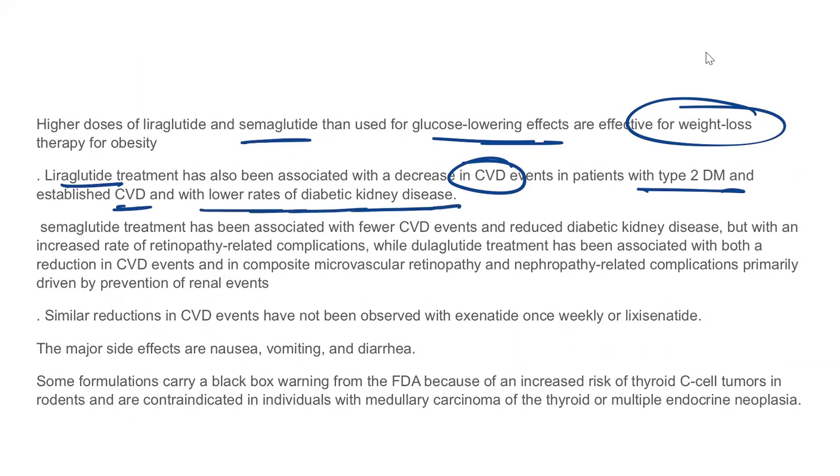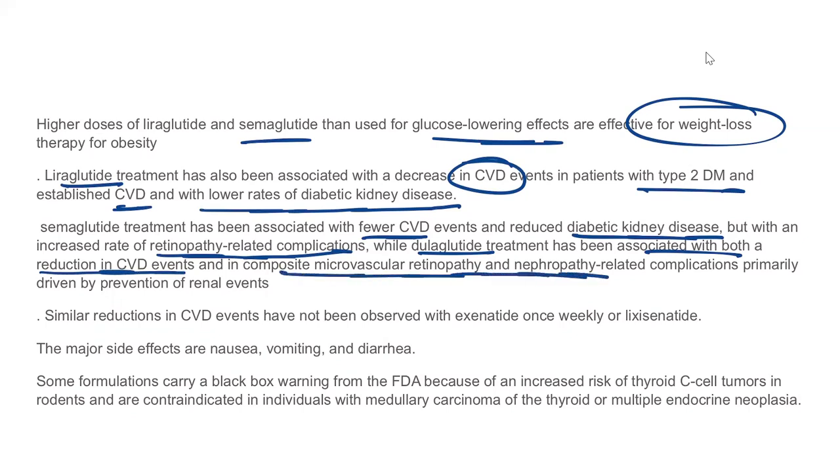Semaglutide treatment has been associated with fewer cardiovascular disease events and reduced diabetic kidney disease, but with an increased rate of retinopathy related complications. While dulaglutide treatment has been associated with both reduction in CVD events and in composite microvascular retinopathy and nephropathy related complications.